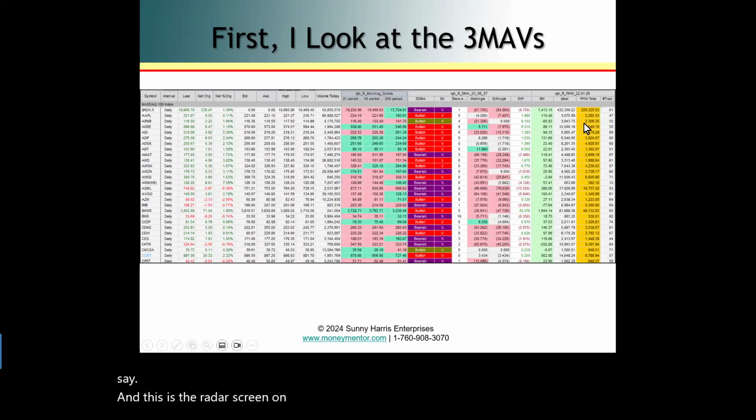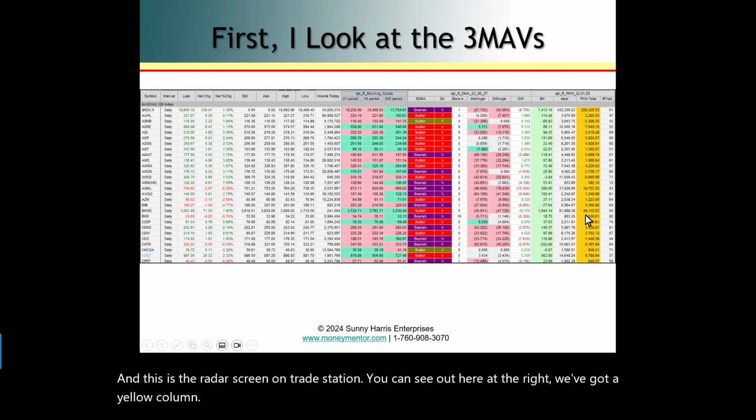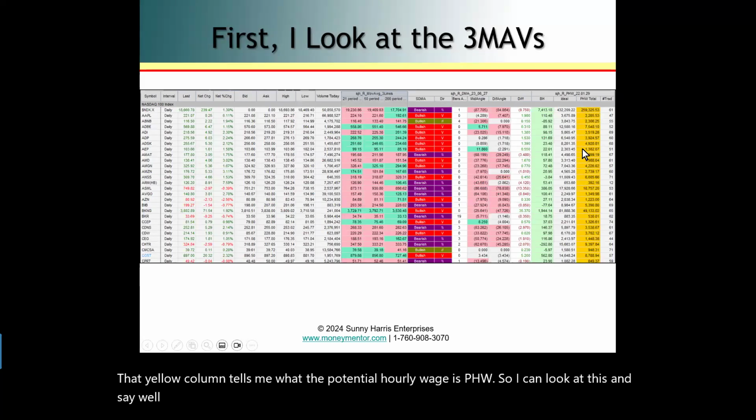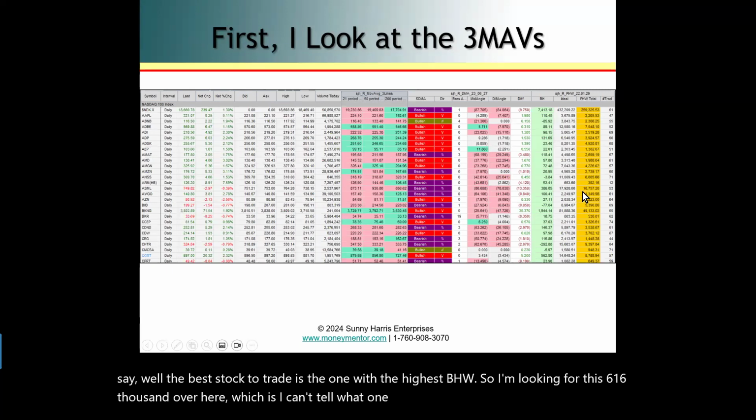You can see out here at the right, we've got a yellow column. That yellow column tells me what the potential hourly wage is, PHW. So I can look at this and say, well, the best stock to trade is the one with the highest PHW. So I'm looking for this 16,000 over here, which I can't tell what one that is. But the PHW is in yellow.